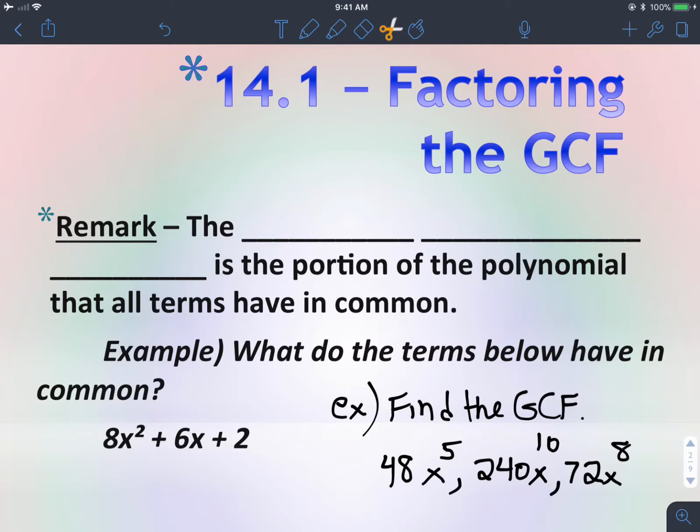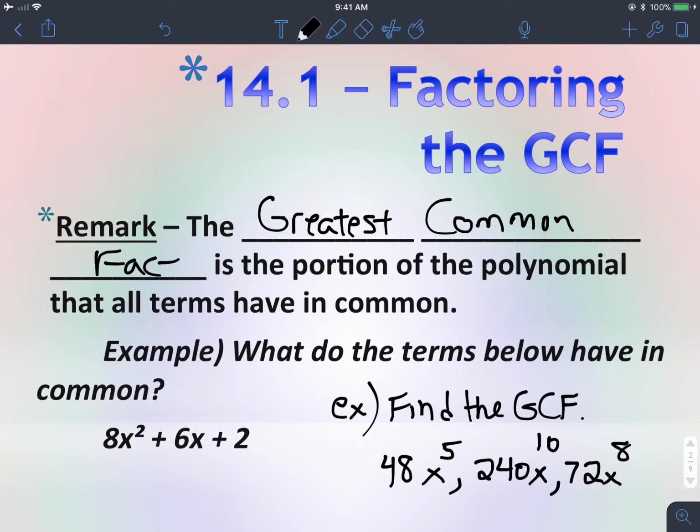Okay, so factoring and greatest common factor. The greatest common factor has both the number and the variable to an exponent in all of the terms.